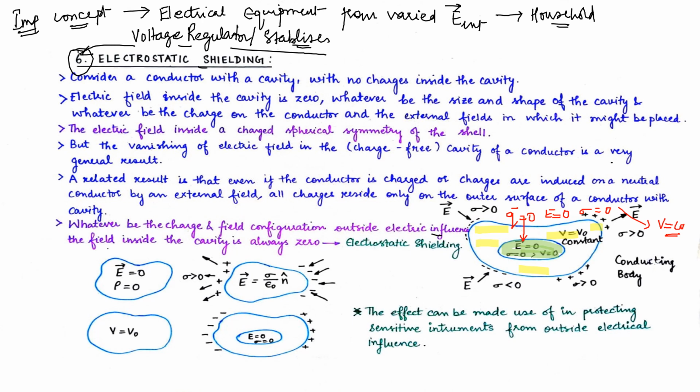Now we have introduced an external electric field. Due to this external electric field, the charges on the surface will tend to align. The charges on the surface will align against the E. E is in this way, charges will align in this way. They will be parallel or anti-parallel to each other.